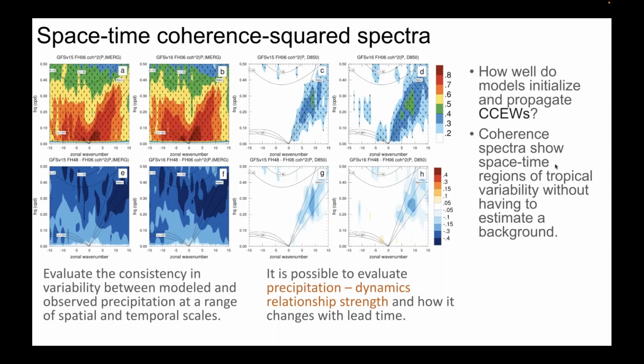And what these panels on the right show is that for GFS version 15 and 16, as you go from lead time 6 hours to 48 hours, the strength of the coupling, so the strength of the coherence between precipitation and divergence at 850, so low-level convergence, decreases pretty rapidly.